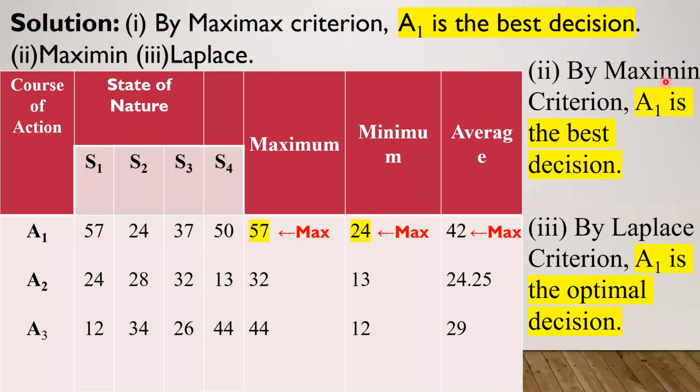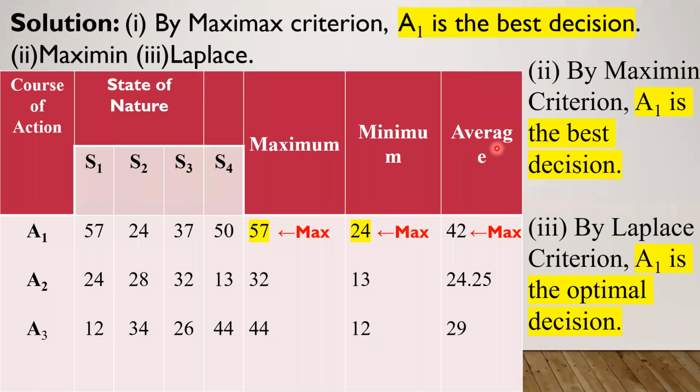Second one, Maximin. So here you have to take the minimum first. So out of all these profits, 57, 24, 37 and 50, the minimum is 24. Here minimum is 13 and here it is 12. And out of these minimum profits, take the maximum. So it is 24, 13 and 12. The maximum is 24 and which is for A1 again. So the best course of action is A1 by the Maximin criterion.